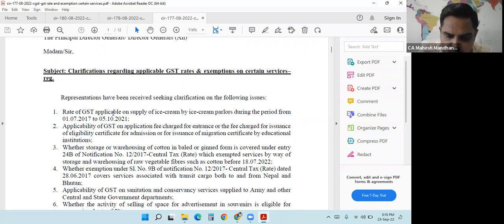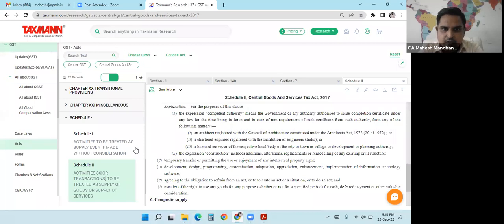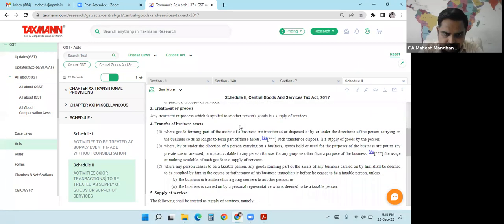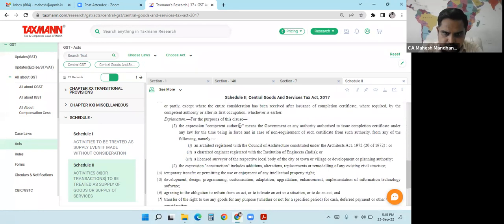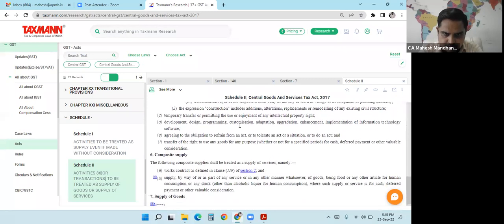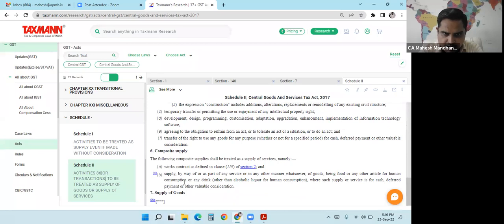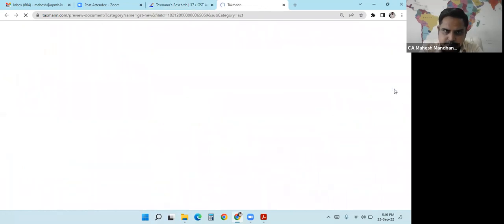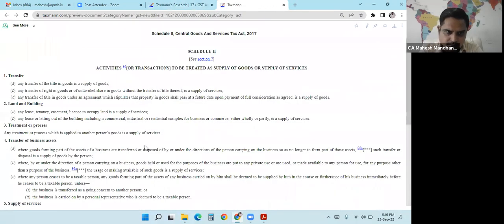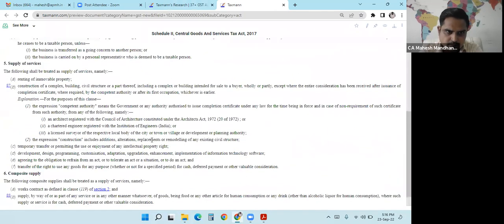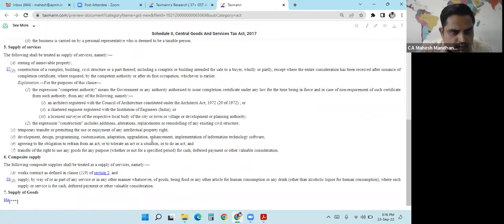Now, just to give you some idea about this, as far as services are concerned, we will first see Schedule 2 of the CGST Act. Serial number 6, as you can see on the screen. This is a totally gray area: supply of goods plus services.